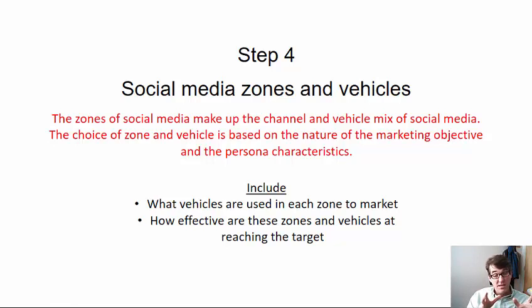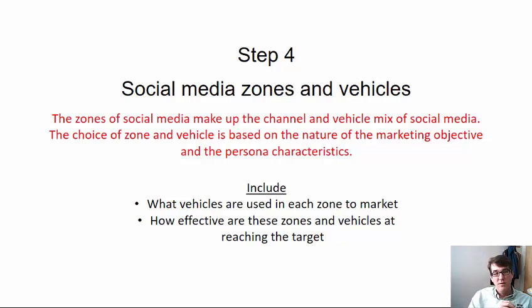If you have a social media team that you're working on for an organization, then maybe someone could be the Facebook person, somebody could be the Instagram person, somebody could be the Snap person, somebody could be the Twitter person. You could look at that. Also, there are different tools out there that when you post on Instagram, it will automatically post on Facebook as well. The choice of zone and vehicle is based on the nature of the marketing objective and the persona characteristics.